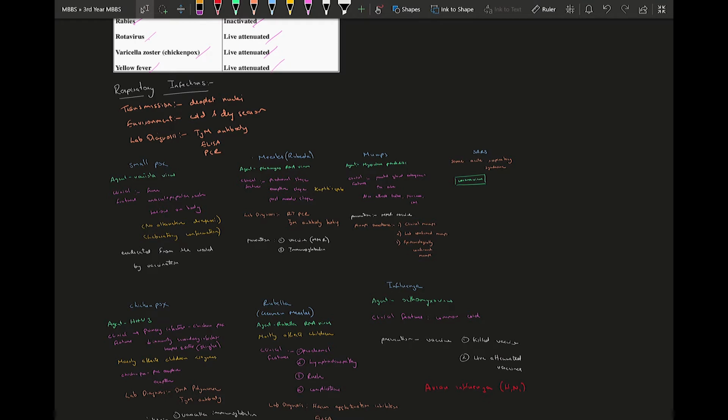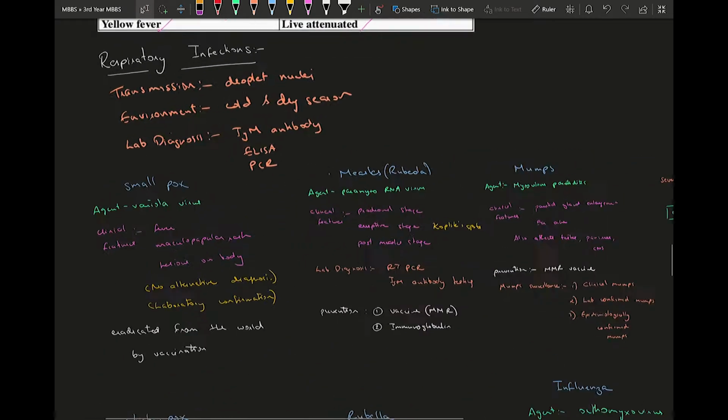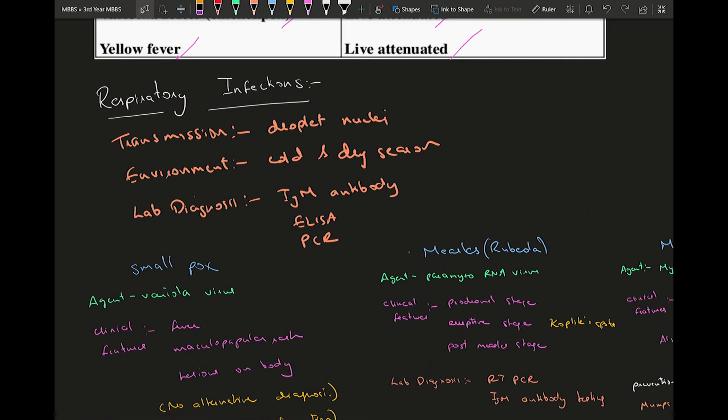So the most important respiratory infections are smallpox, chickenpox, measles, rubella or German measles, mumps, influenza, and SARS or severe acute respiratory syndrome. Before we go into each of these diseases, there are some common points for respiratory viral infections. The mode of transmission is usually droplet nuclei, so they're spread by sneezing, coughing, and through the air. That's a common point for all these diseases. Secondly, they're more prevalent during the cold and dry season, which is during the winter, around December to February.